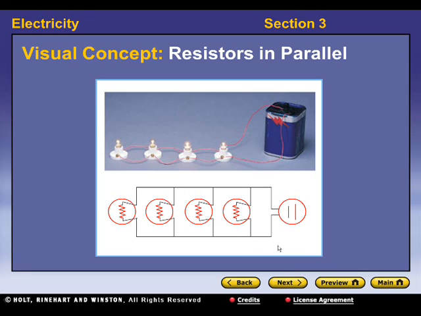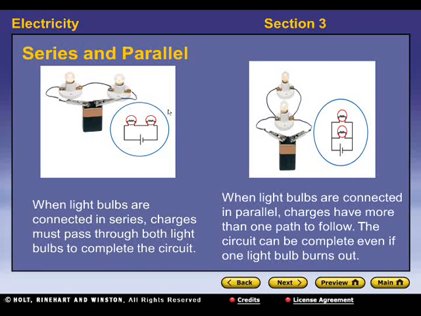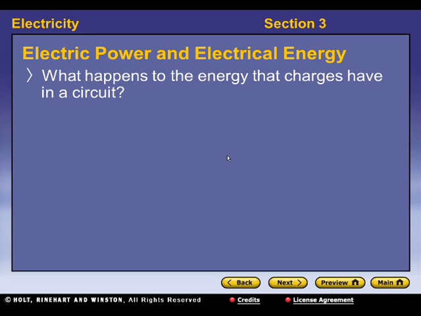And if we remove this 4th light bulb from it, all the other 3 light bulbs would still work. They would stay lit, whereas in the series circuit, if one is taken out, they all go out. So with series and parallel here, when light bulbs are connected in series, charges pass through both parts, or in this case both light bulbs, or all parts of the circuit. And in the parallel case, the charges only pass through one before they go back to the voltage source, and if one is removed, the other one stays on.